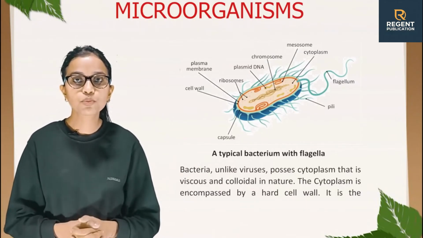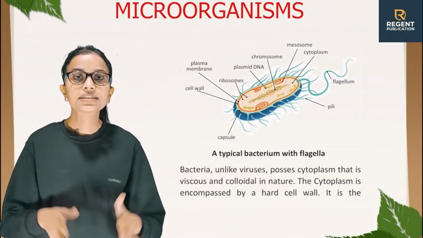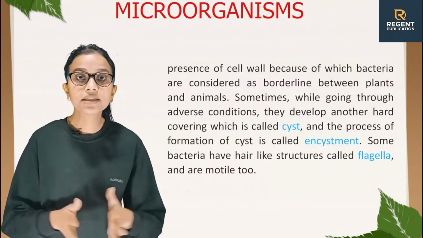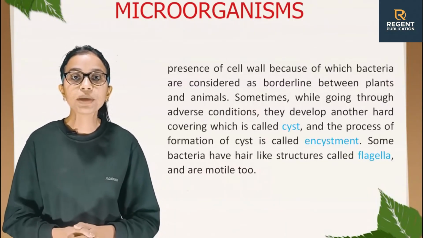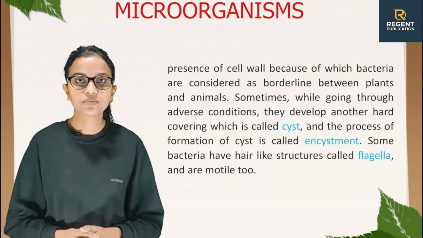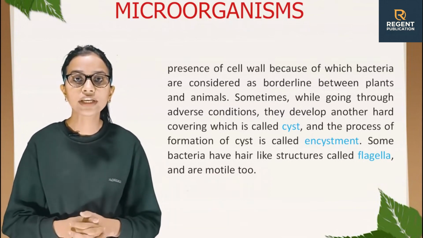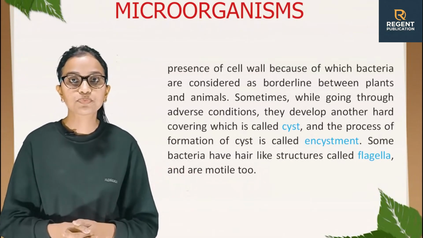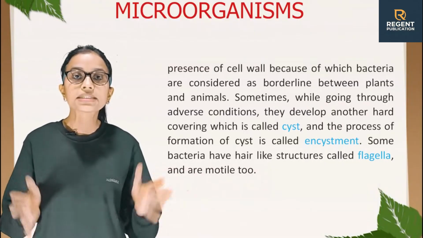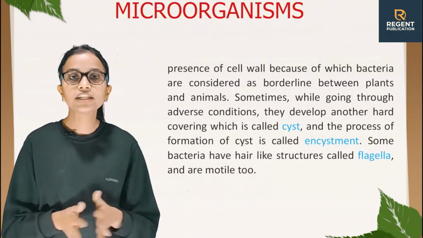Bacteria, unlike viruses, possess cytoplasm that is viscous and colloidal in nature. The cytoplasm is encompassed by a hard cell wall. It is the presence of cell wall because of which bacteria are considered as borderline between plants and animals. Sometimes, while going through adverse conditions, they develop another hard covering which is called cyst, and the process of formation of cyst is called encystment. Some bacteria have hair-like structures called flagella and are motile too.